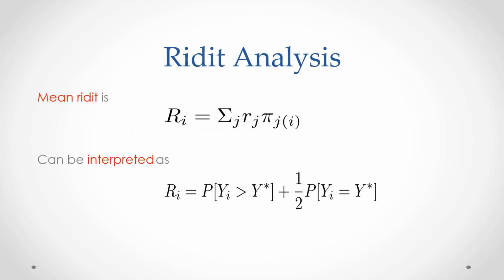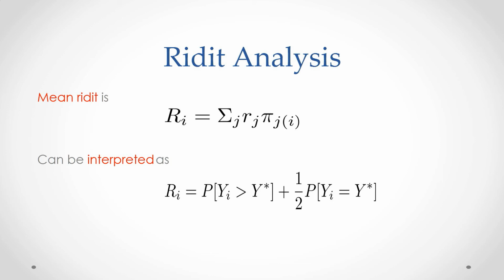The ridits have the ordering R1 is less than R2 and so on up to RC, and they can be used as category scores. The mean ridit given by Ri equal to summation over j of Rj into pi ji can be computed for each value of i, that is, for each level of the nominal variable. The utility of this is that the mean ridit Ri has an easy interpretation.